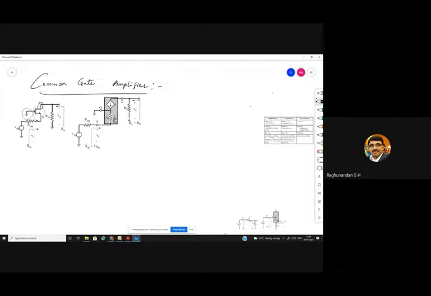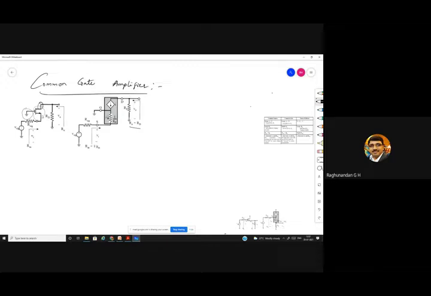Rest of the things are the attachments. Since we are taking the output across the drain resistance, the output resistance Ro is considered to be RD. And since input is given through the source, and the source is going to offer the least resistance, we take it as 1 by gm. So this is about the connections which we are doing.